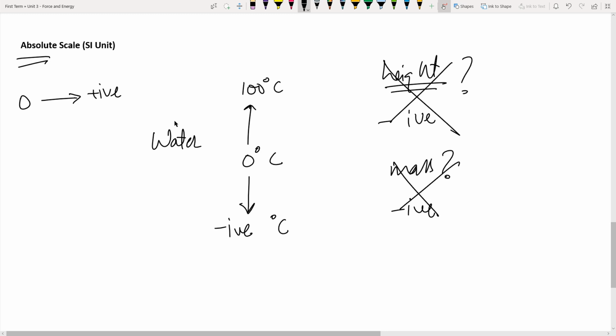So when we talk about temperature, right? If we talk about temperature, we see this negative, right? We do understand that our refrigerators can go to minus 20 degrees, minus 16 degrees Celsius. Sorry, the freezers, right?